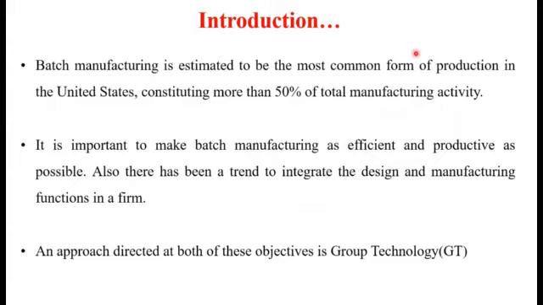First of all, what is meant by group technology, and what are the objectives of group technology? There are two things. One is that batch manufacturing is estimated to be the most common form of production in the United States, constituting more than 50% of the total manufacturing activities. Globally as well, there are two main systems: batch production and mass production. Out of these two, batch production is more conveniently used.